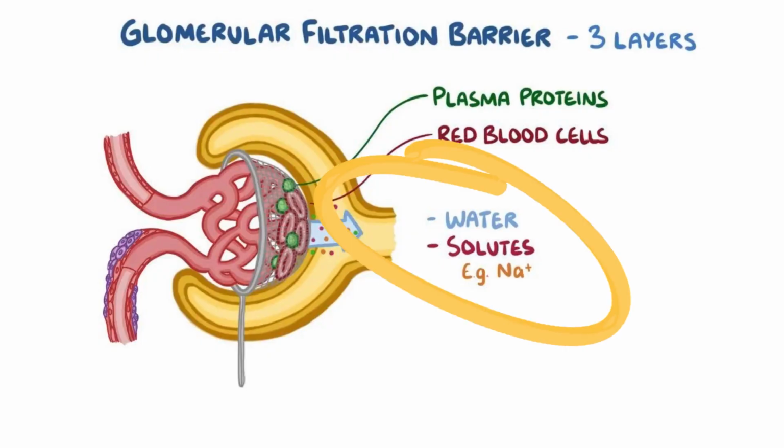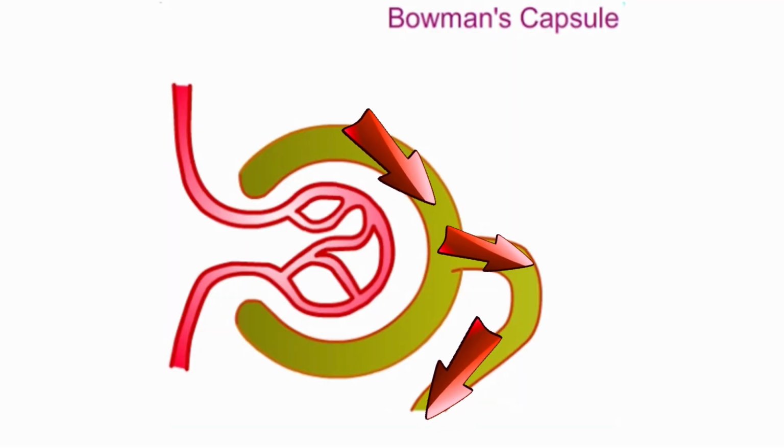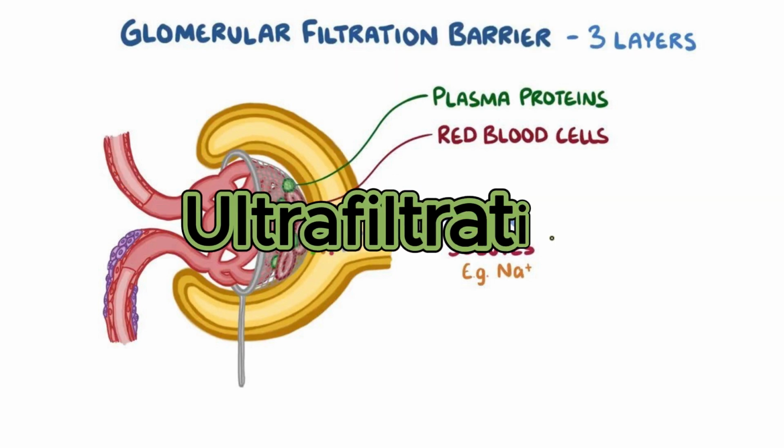This forces smaller substances like water, salts, minerals, and urea into the Bowman's capsule and the main chunk of the nephron, while keeping larger substances like proteins and red blood cells in the glomerulus to leave through the efferent arteriole. This process is called ultrafiltration.